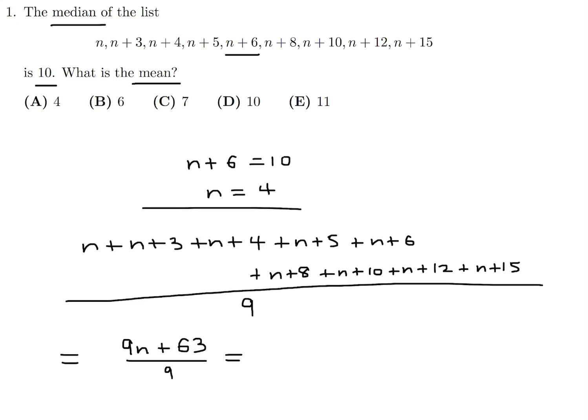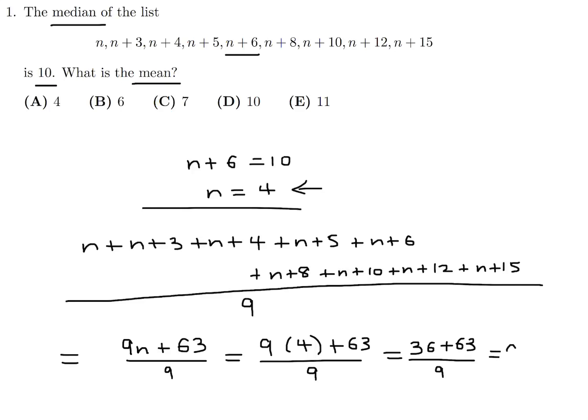Now, n we know is 4. We figured that up here. So we substitute that in, and therefore this becomes 36 plus 63 over 9, and that is 99 over 9, and therefore that is 11. So the mean is 11. So 1, the answer is E.